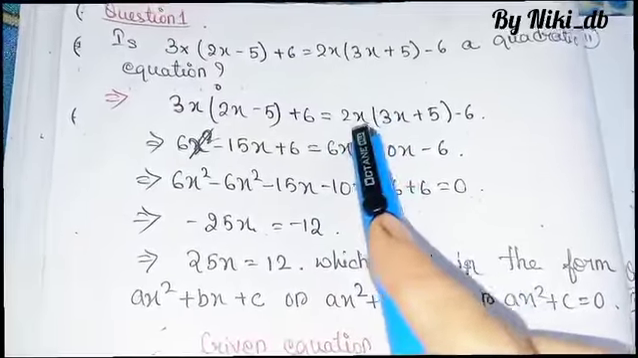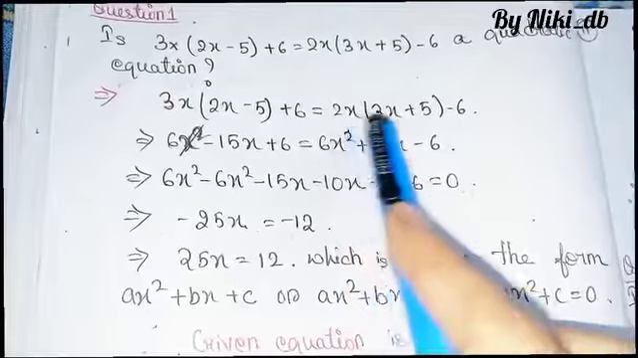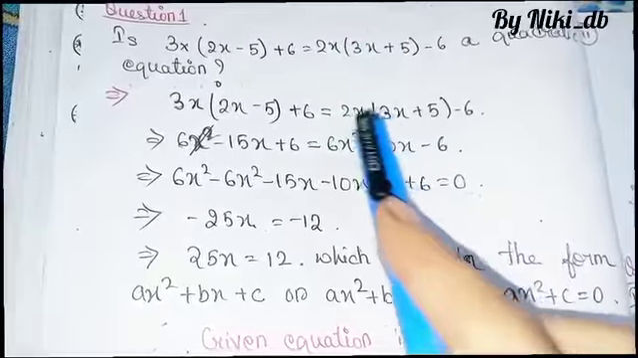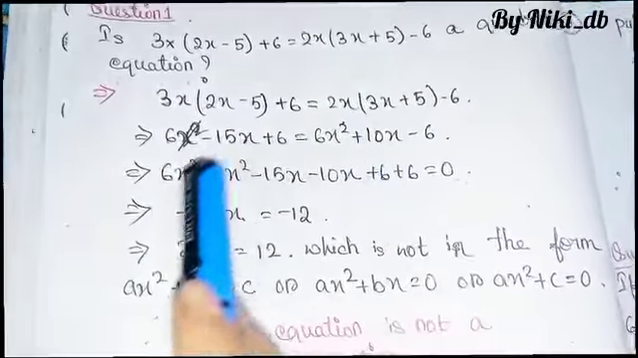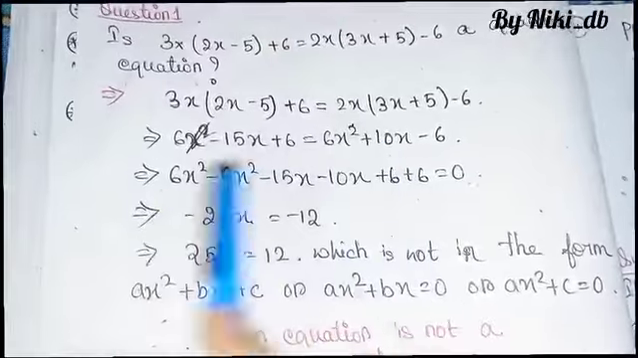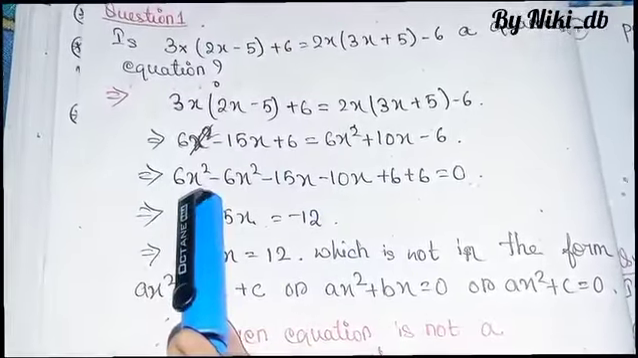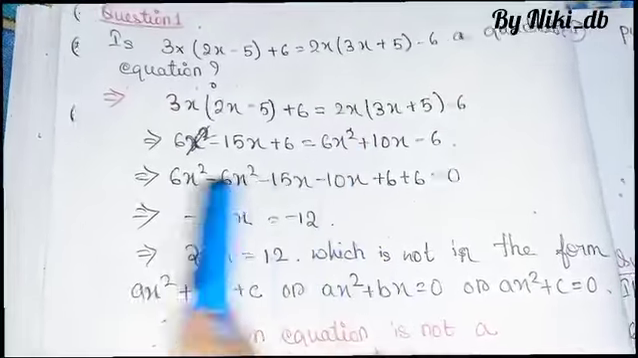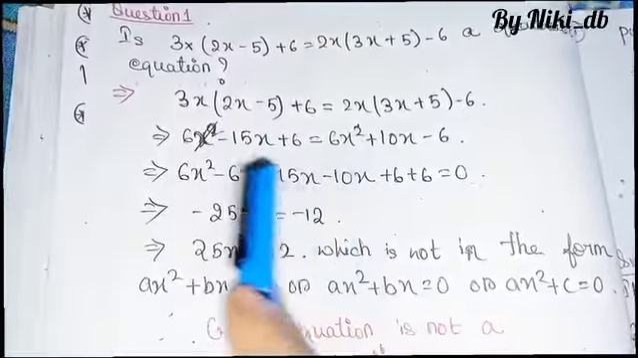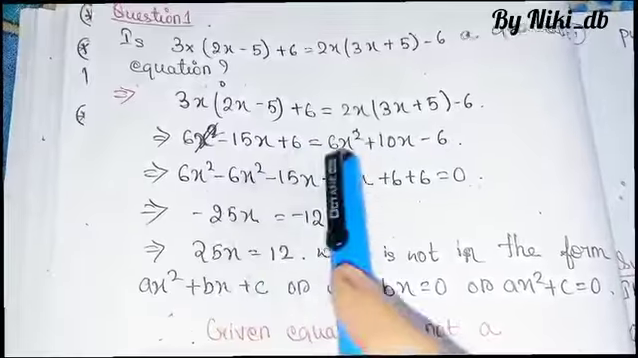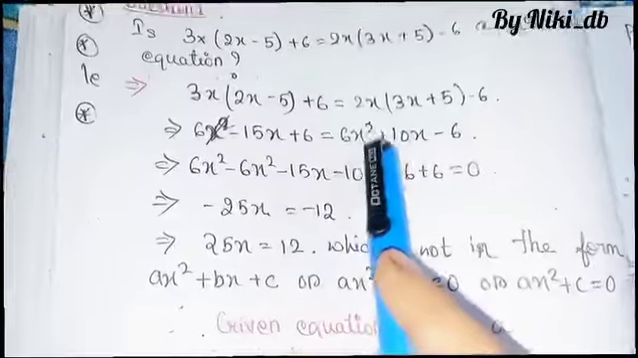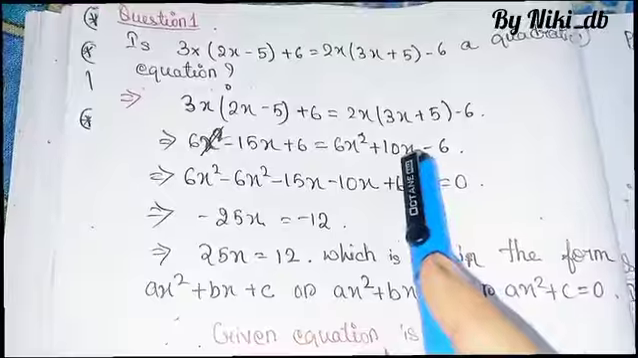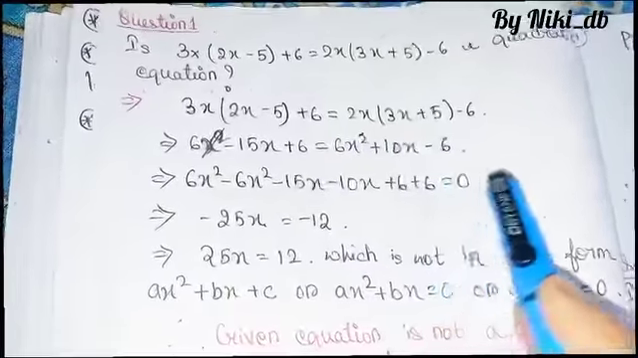Same here we will multiply: 2 into 3 is 6, x into x is x square, plus sign, 2 into 5 is 10, so 10x minus 6. Now we will bring the terms all together. 6x square here plus. Now if this plus comes to this side, it will change into minus. So 6x square minus 6x square, minus 15x, minus 10x, plus 6, minus will become plus, so plus 6 equals to 0.